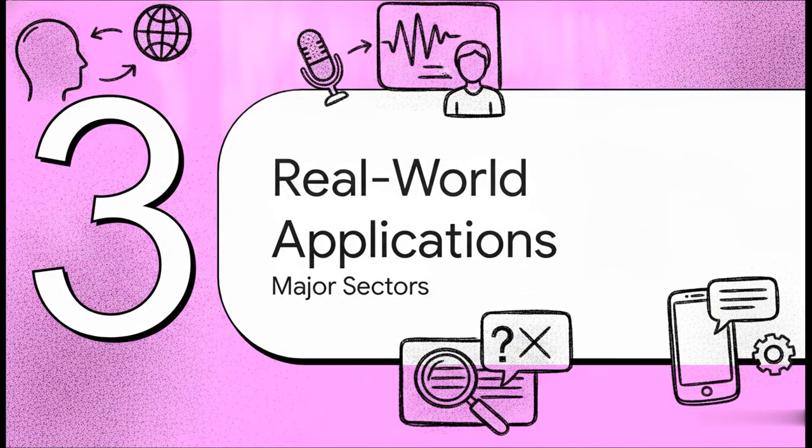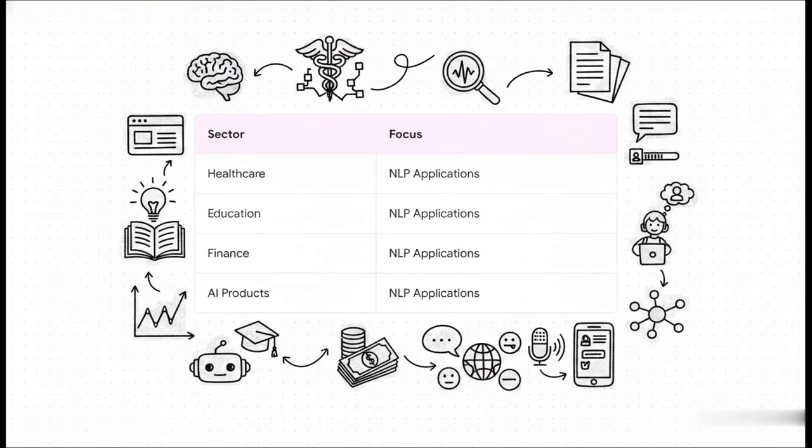Next up is Section 3, Real-World Applications. Now, we aren't just leaving you floating out in theoretical space. Look at this spread across 4 major sectors: healthcare, education, finance, and AI products. Did you know that nearly 80% of healthcare data is unstructured? Think about that. In healthcare, NLP is organizing that massive chaos, basically making sense of doctors' notes to pull out life-saving insights. In education, it's personalizing learning experiences. In finance, it's parsing market sentiment to predict economic trends. And in AI products, well, it's the very backbone of how we interact with technology today.